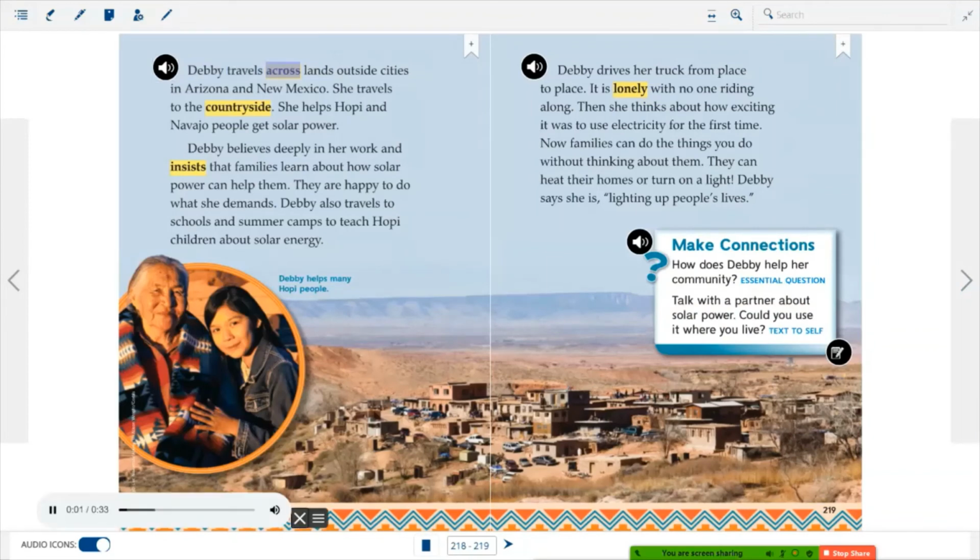Debbie travels across lands outside cities in Arizona and New Mexico. She travels to the countryside. She helps Hopi and Navajo people get solar power. Debbie believes deeply in her work and insists that families learn about how solar power can help them. They are happy to do what she demands. Debbie also travels to schools and summer camps to teach Hopi children about solar energy. Debbie helps many Hopi people.